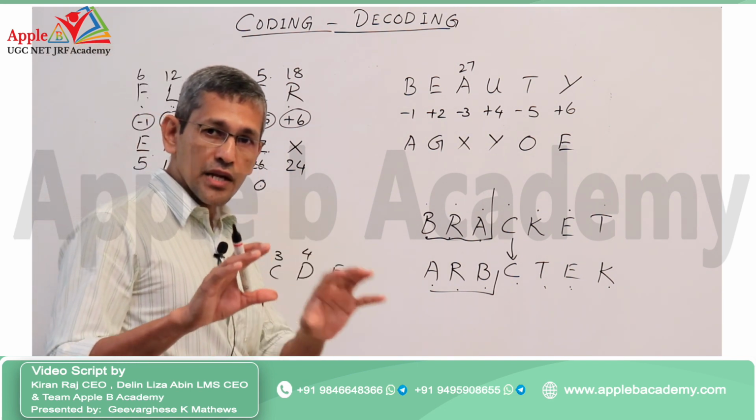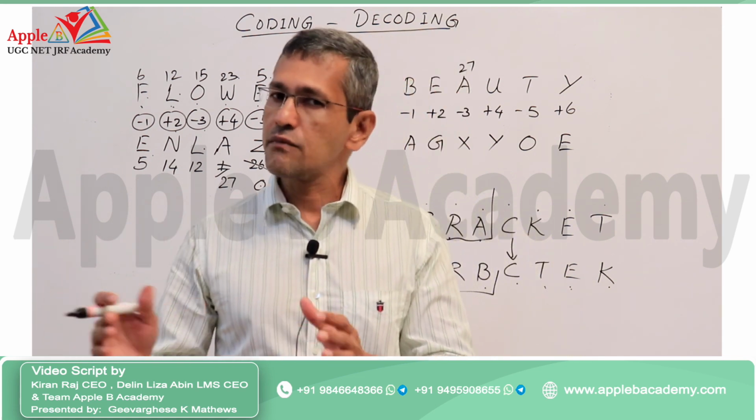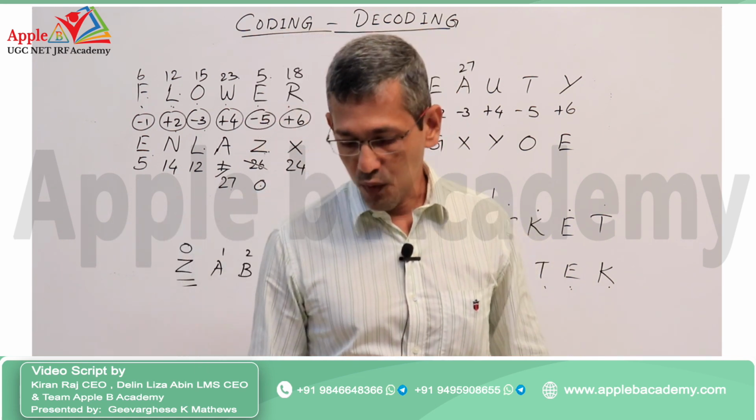So those are the two major varieties of coding and decoding types. Of course, we have more varieties. We'll come to that one by one.